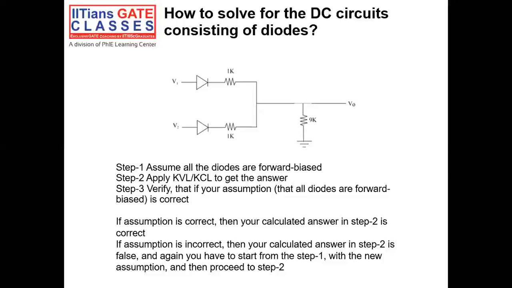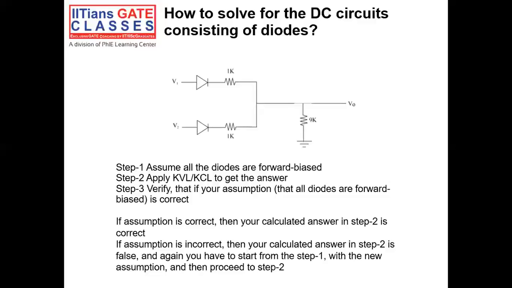If in step 3 we verify that our assumption is true, it means the answer we calculated in step 2 is correct. And if the assumption is false, then the answer we calculated in step 2 is a false answer, so we have to go back to step 1 and change the assumption. These are the basic steps to solve diodes at DC.